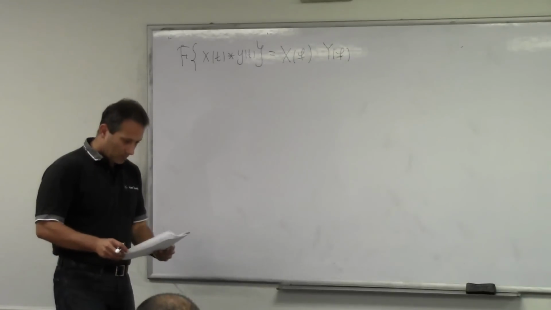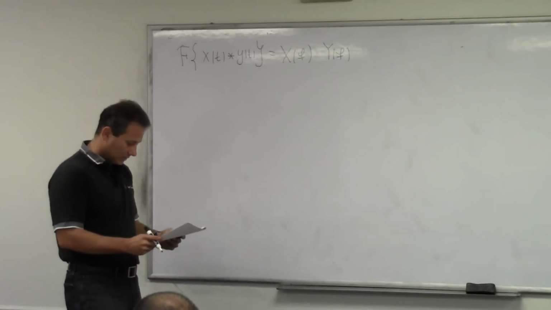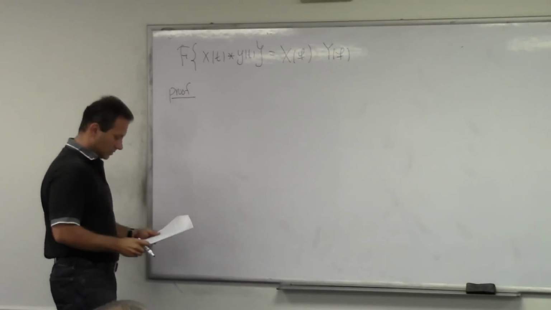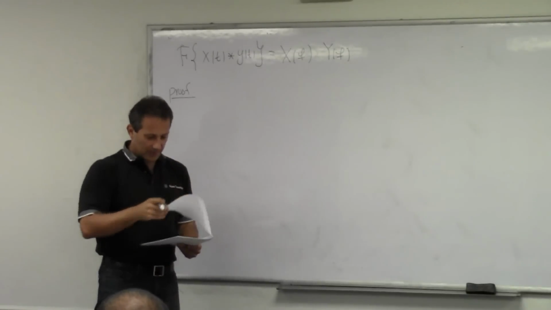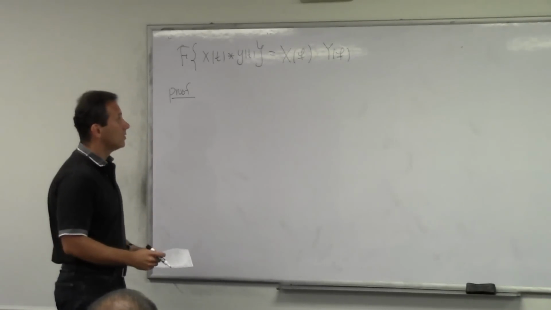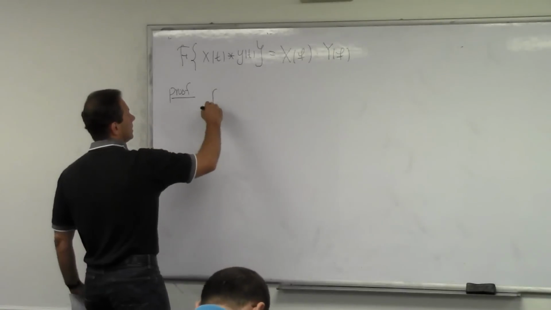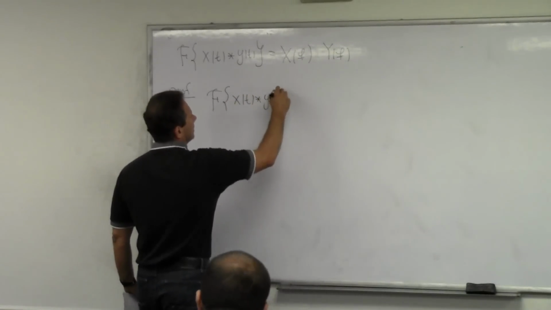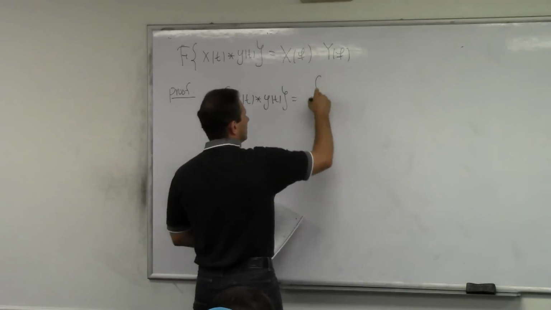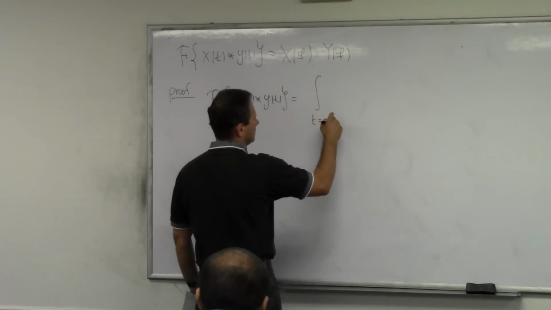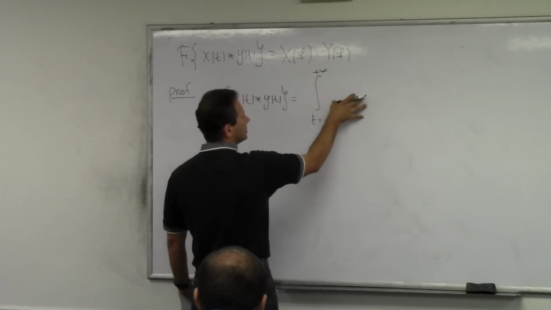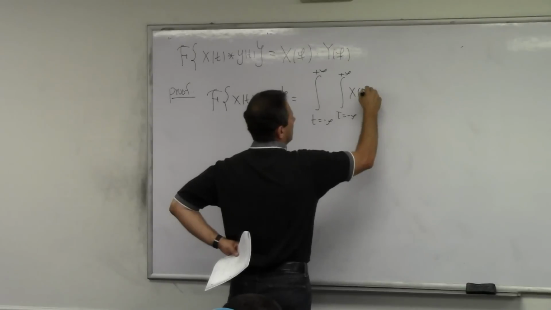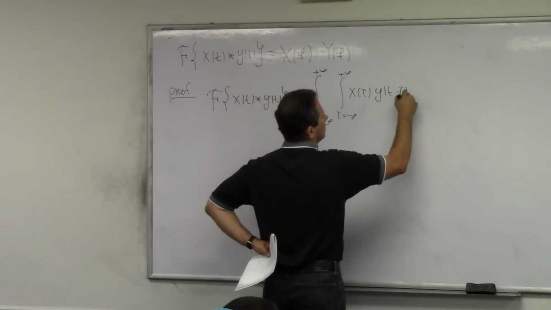Right? So let's go and prove this one. It's kind of important because it's a proof that is like many other proofs. So it will teach you something about how we prove stuff in telecommunications. So we say the Fourier transform of x of t convolved with y of t is going to be equal to the integral when t goes from minus infinity to plus infinity. And then I'm going to insert the convolution here. So tau will go from minus infinity to plus infinity, x of tau, y of t minus tau d tau.